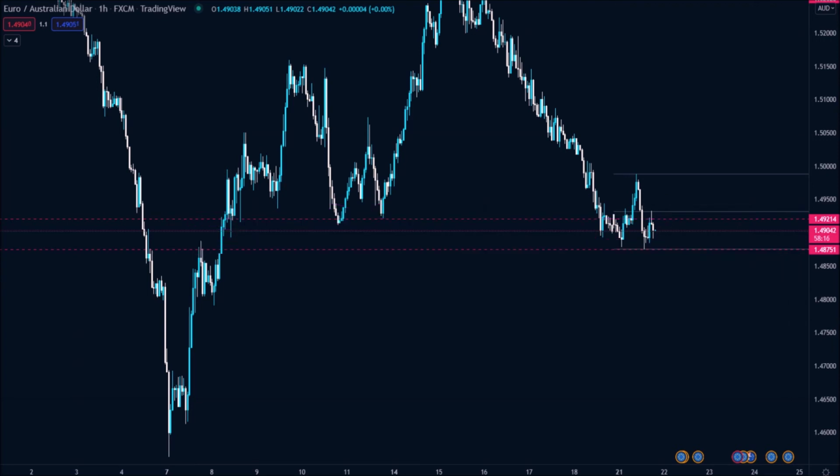All those trade ideas will be posted into the Discord group with stop and entry. But yeah, that's what I'm looking for on the hourly time frame.